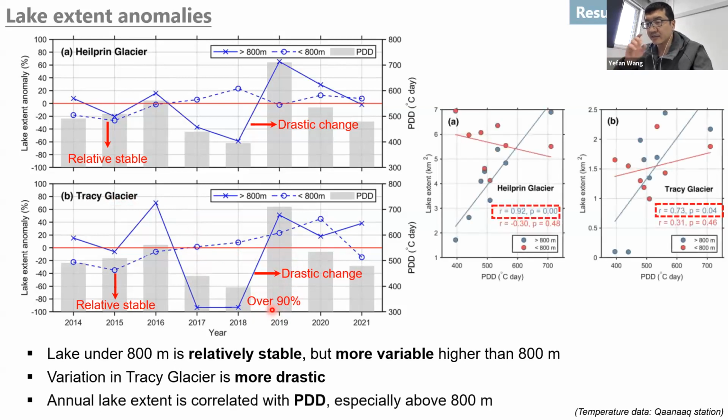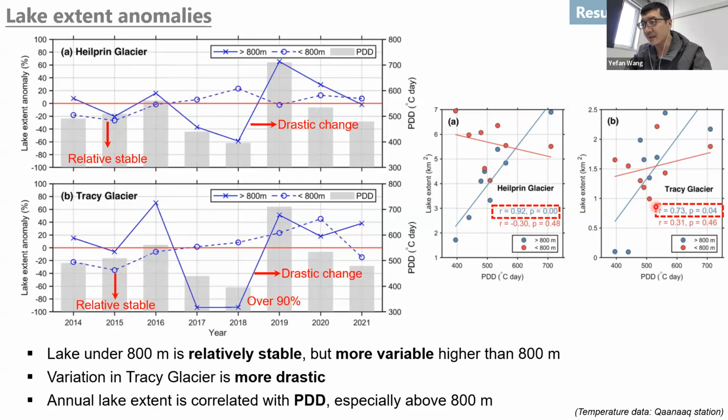And so I calculated the lake extent with PDD for each of the glaciers above and under 800 meters. And it shows that the lake areas are more correlated with PDD above 800 meters for both of the glaciers. And for the lake area under 800 meters, the correlation is not very significant.